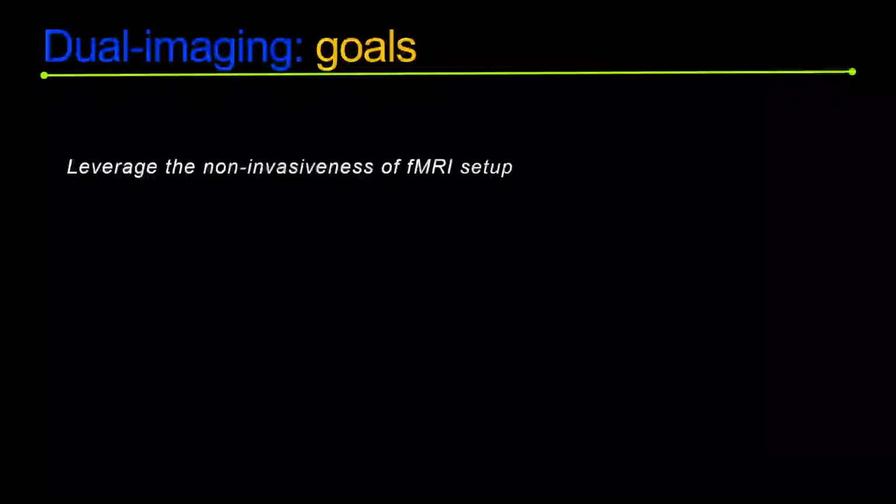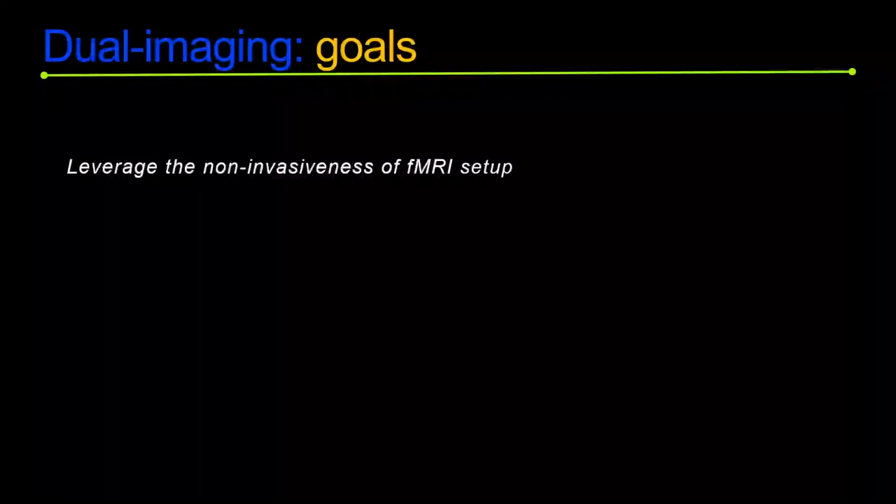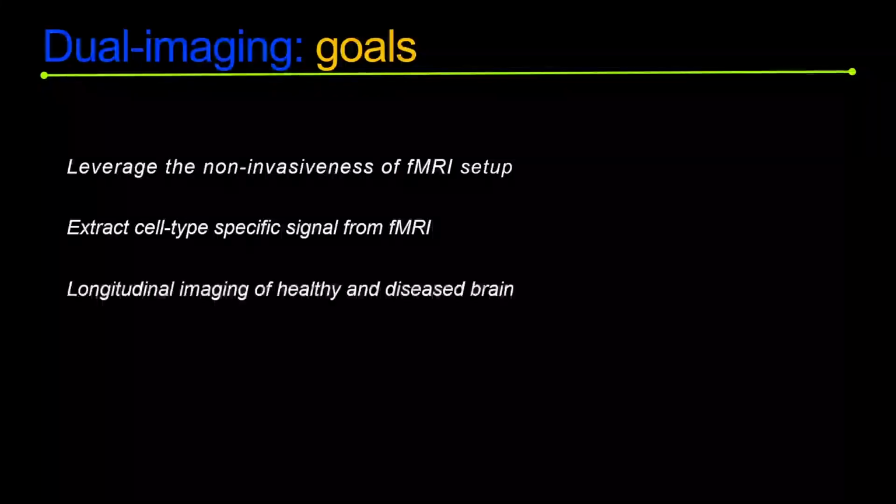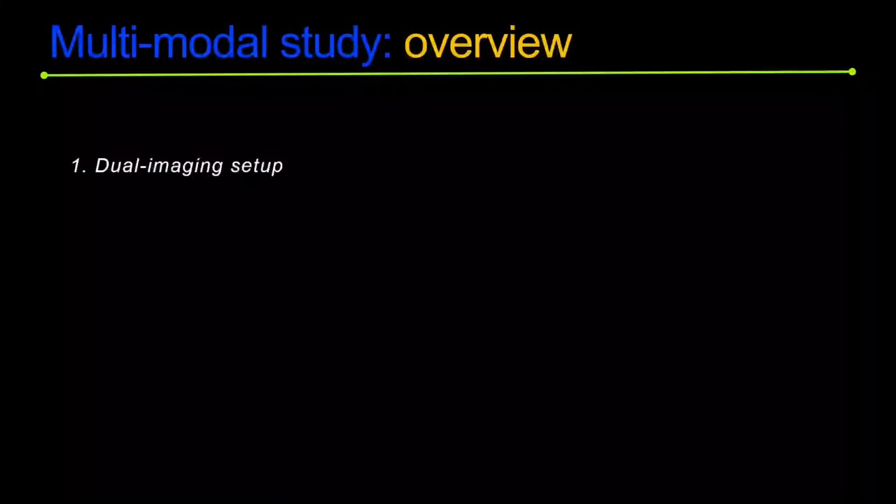So with the dual imaging system, essentially we can leverage the fact that fMRI is non-invasive, therefore applicable to the clinic. And with the calcium side, we can extrapolate cell-specific information that we can then extract from the BOLD signal of fMRI. And of course, with our implants, we can image the animals longitudinally, so we can apply this methodology on healthy and disease conditions. Okay, so that's for the dual imaging system.